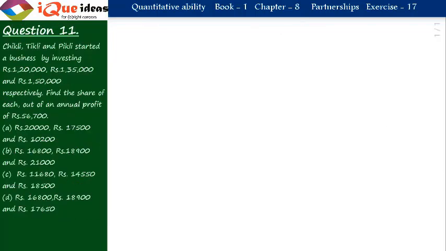Now let's take up question number 11. It says Tickly and Pickly started a business by investing rupees 1,20,000, 1,35,000, 1,50,000 respectively. Find the share of each out of the annual profit of 56,700. Alright, so this is a simple question. The profit ratio would be straight away equal to investment ratio, because nothing is mentioned about time, so it will be straight away investment ratio.